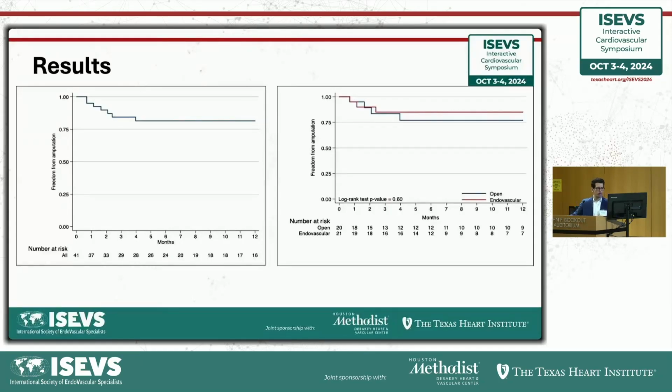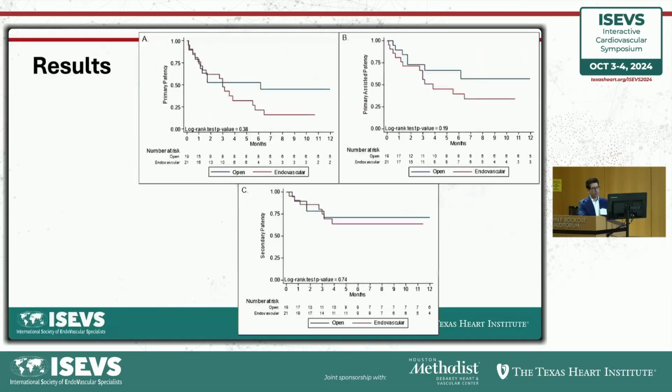Due to a lack of time, I'll just present some of the data. But as you can see here, freedom from amputation was close to 80% in the total group, and we didn't demonstrate any difference in the outcome between open or endovascular procedure. I should note that this was a small sample size, 41 patients, but the largest to date. And then when we look at patency rates, primary patency was really poor, 28% amongst both groups. But it is important, and I stress that, because these patients need high reintervention rates to keep these open. But when you look at secondary patency, it's 70% amongst both groups.